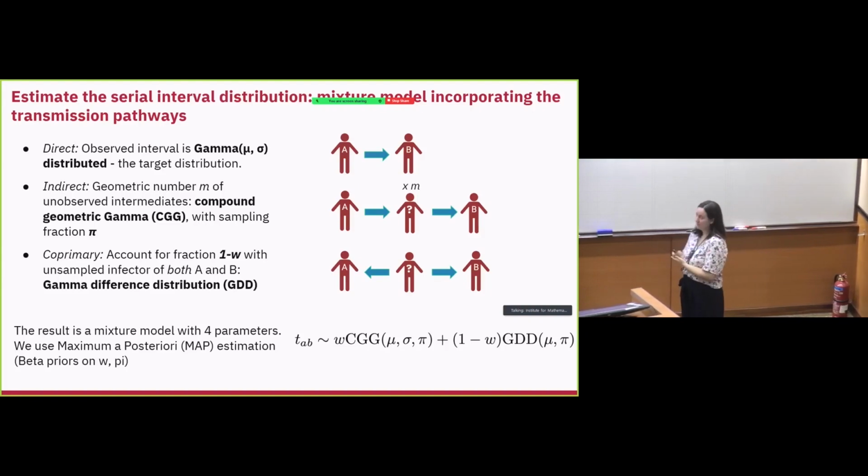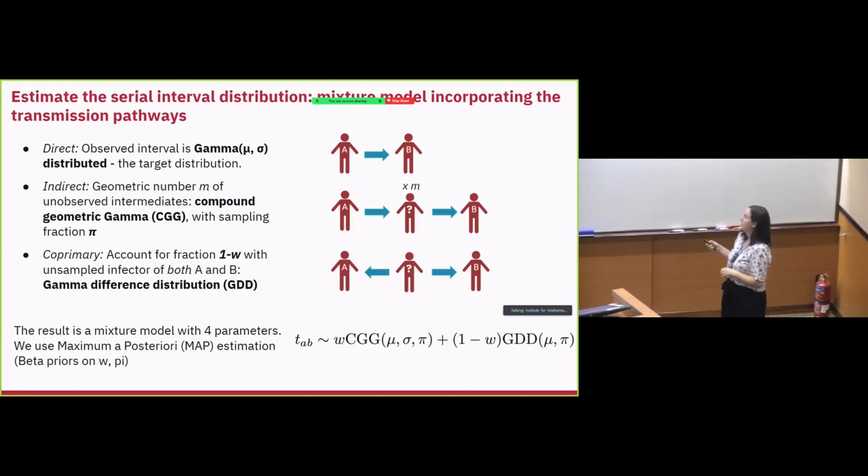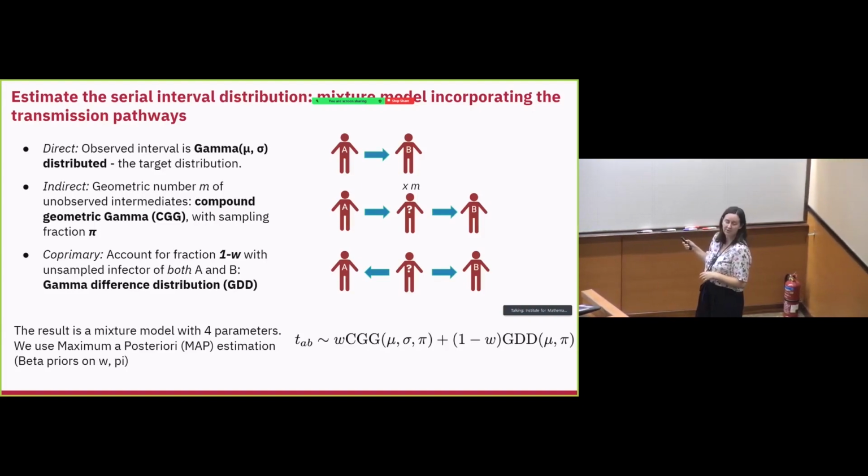So the result of this is we get a mixture model with 4 different parameters to fit. 2 of them describe our serial interval. I didn't say, but here I'm using the mean and the standard deviation of the gamma instead of a shape and rate. So I've got my mu and my sigma, the mean and standard deviation of the serial interval, to estimate. And as part of this, I also get 2 additional parameters. 1 is pi, which comes out of the sampling rate, essentially the rate at which these geometric missing people occur. And the last one describes the proportion of infections which are coprimary.